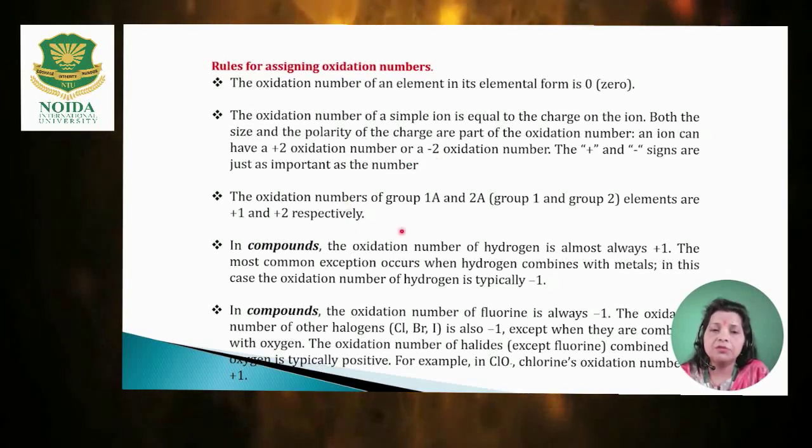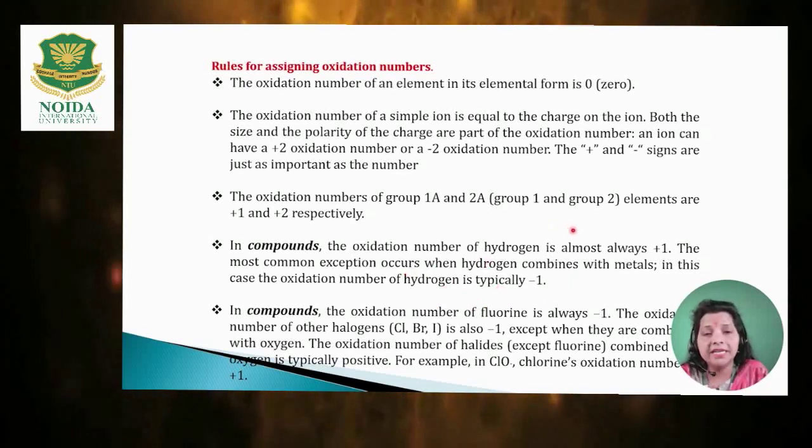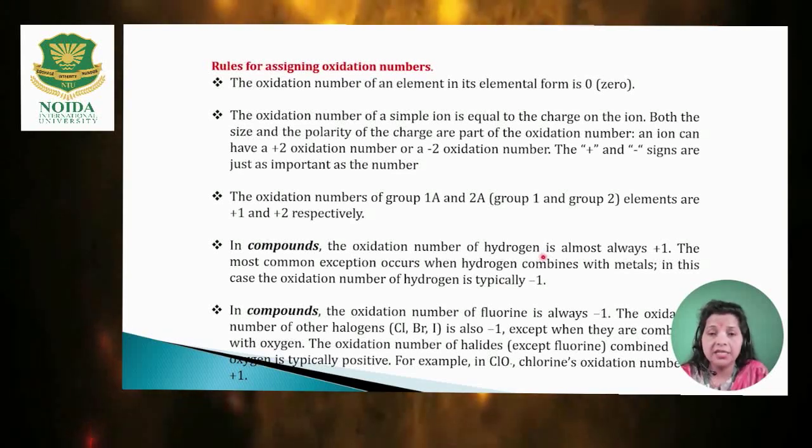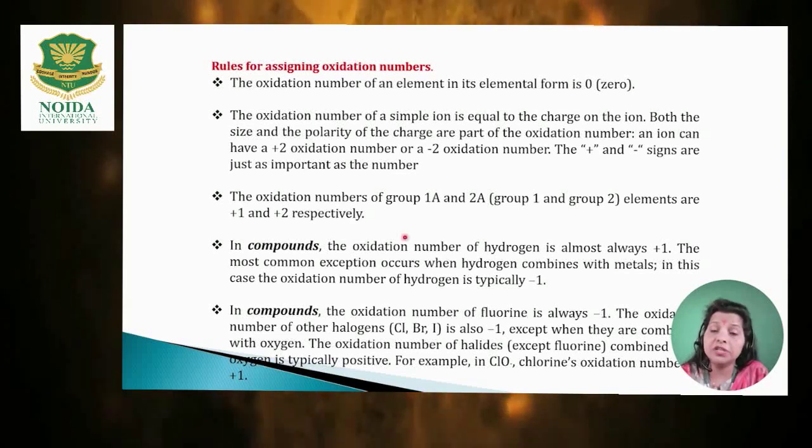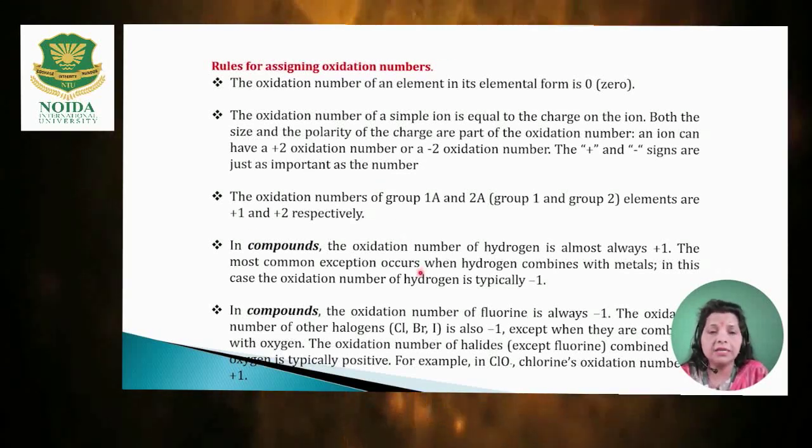Now the oxidation number of group 1A and 2A is always plus 1 and plus 2 respectively. In compounds, the oxidation number of hydrogen is almost always plus 1, right? But whenever it combines with a metal, as sodium combines with hydrogen to give sodium hydride, the oxidation number of hydrogen is not plus 1. As per the rule, 1A is always plus 1, so sodium belongs to the 1A family and has the plus 1 oxidation number. So in reverse, hydrogen will have minus 1.